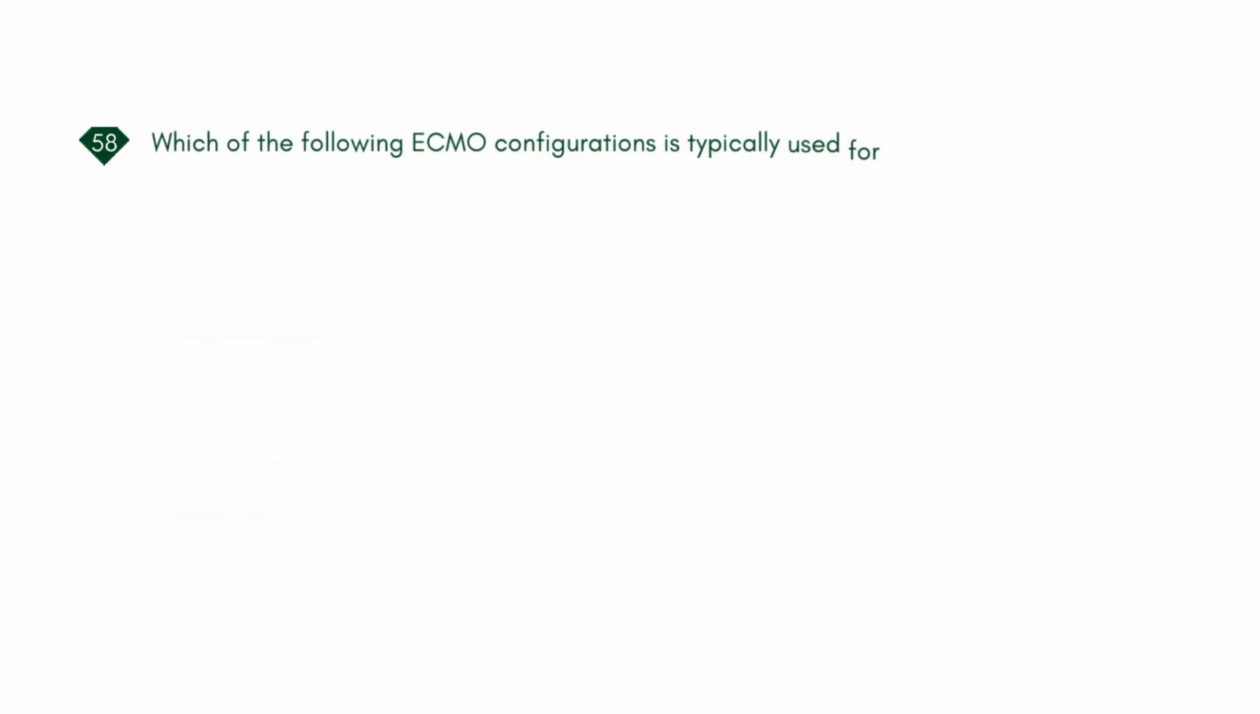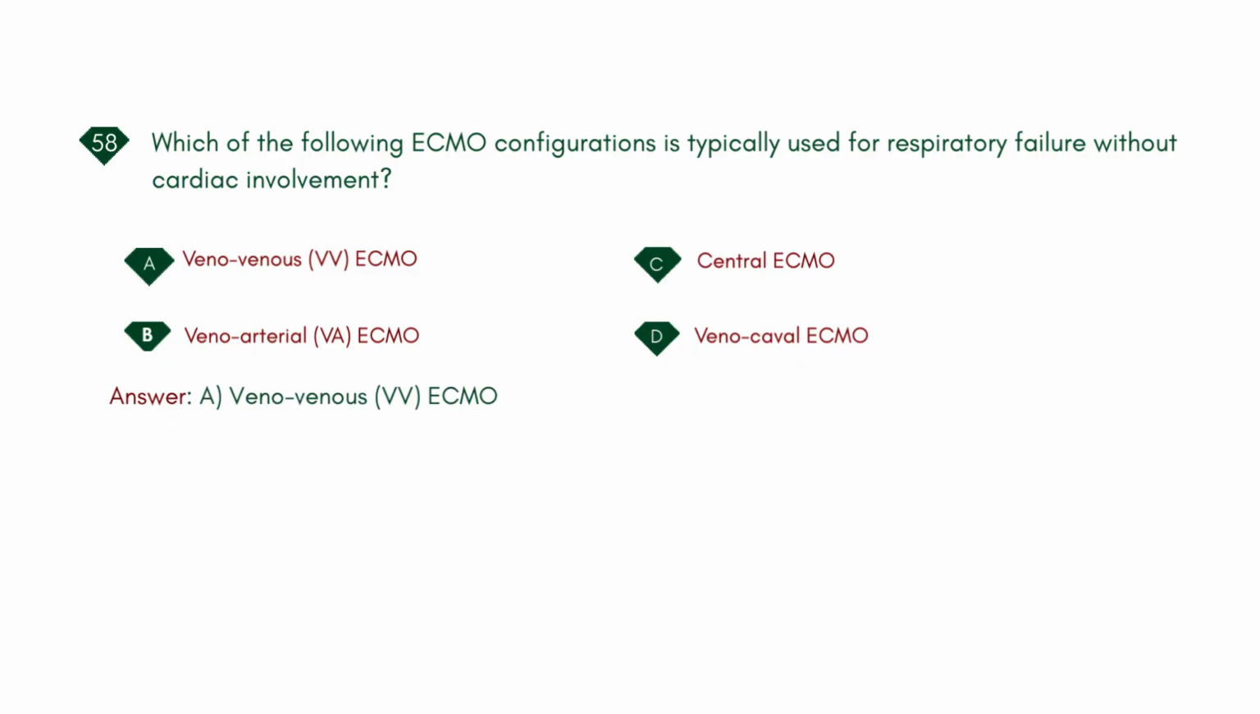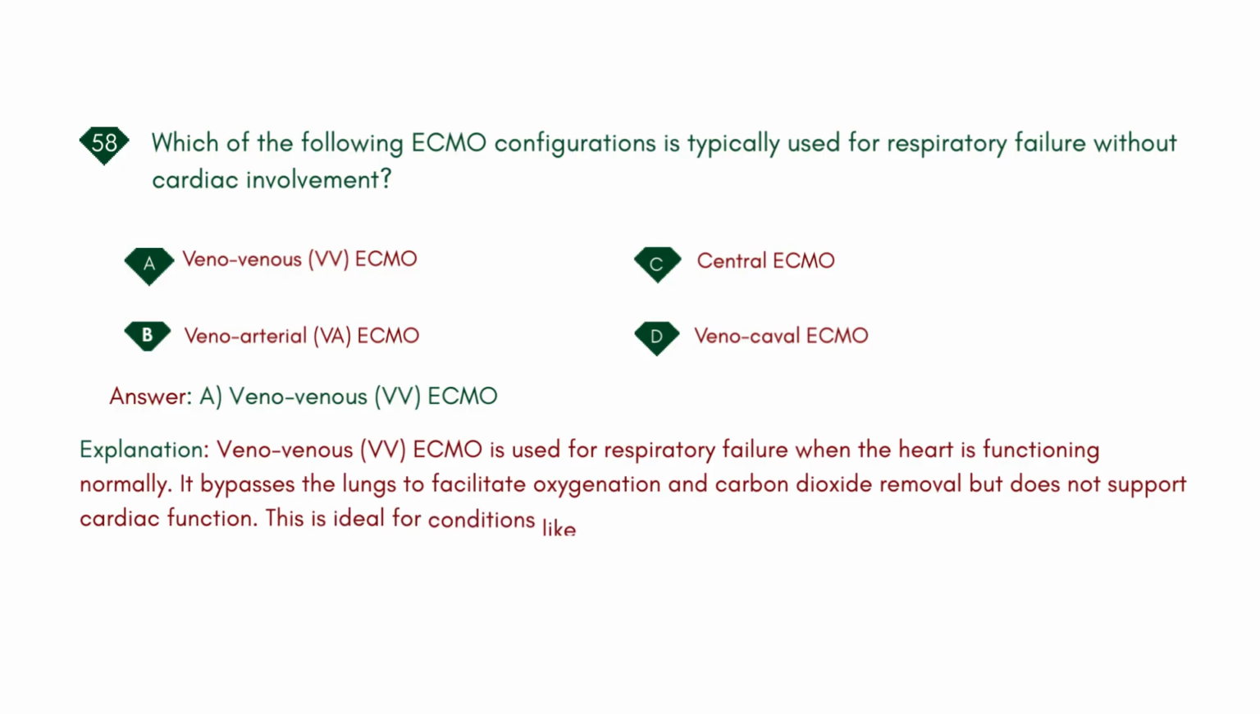Which of the following ECMO configurations is typically used for respiratory failure without cardiac involvement? A. Veno-venous, VV, ECMO. B. Veno-arterial, VA, ECMO. C. Central ECMO. D. Veno-caval ECMO. Answer: A. Veno-venous, VV, ECMO. Explanation: Veno-venous, VV, ECMO is used for respiratory failure when the heart is functioning normally.